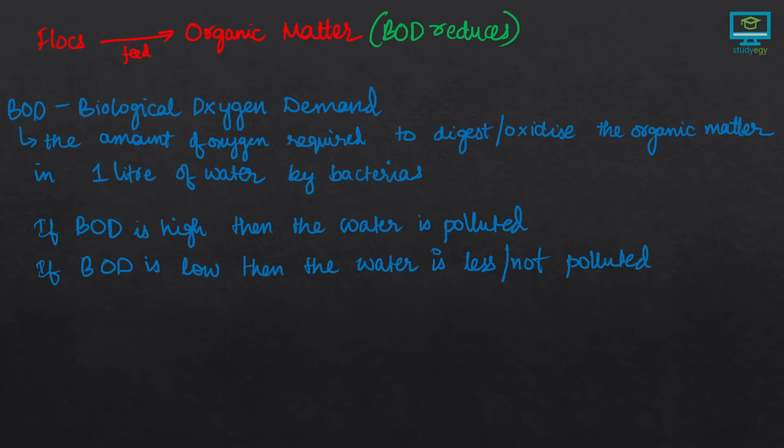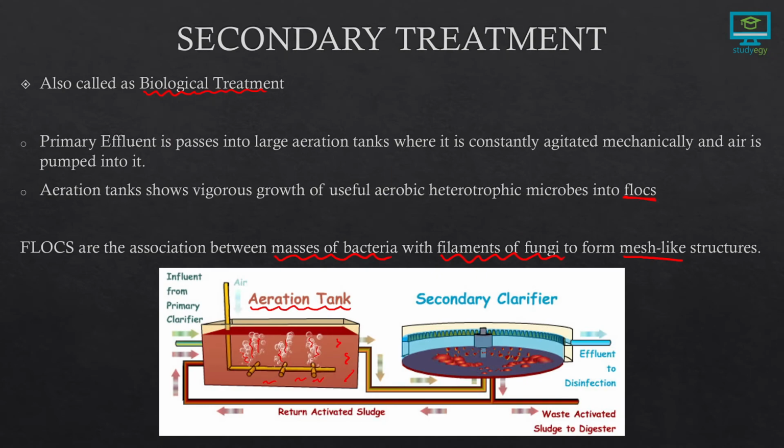Now as these flocs feed on this organic matter, the BOD is ultimately reduced. Hence the pollution is also reduced. After these flocs feed upon the complete organic matter, it is sent to the secondary settling chamber. This is the settling chamber where these flocs are allowed to settle. You can note here, the flocs are settled.